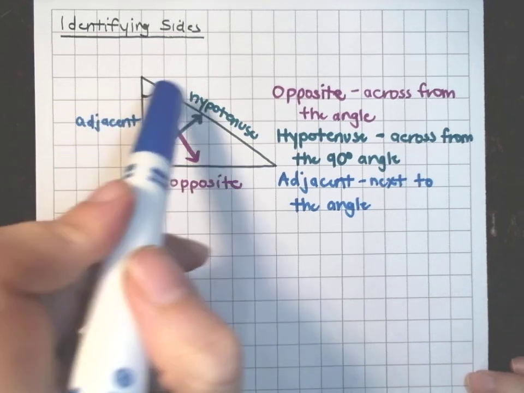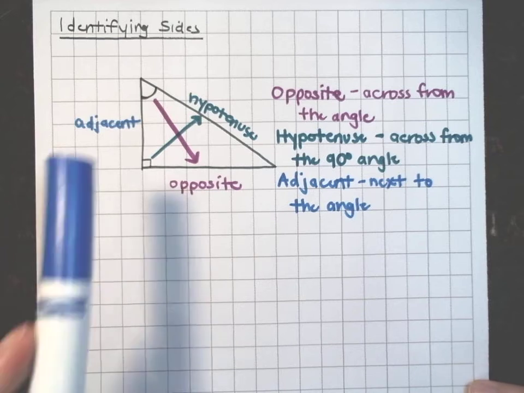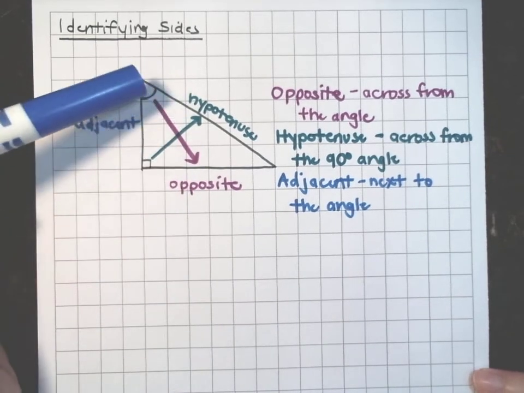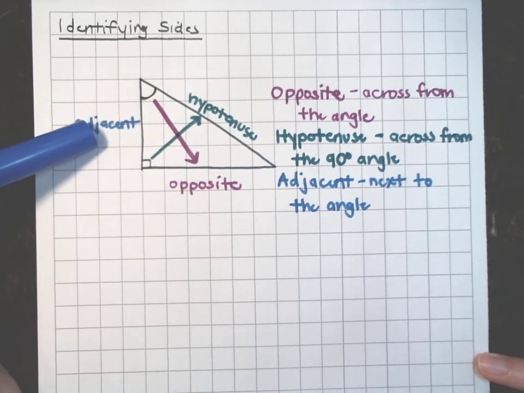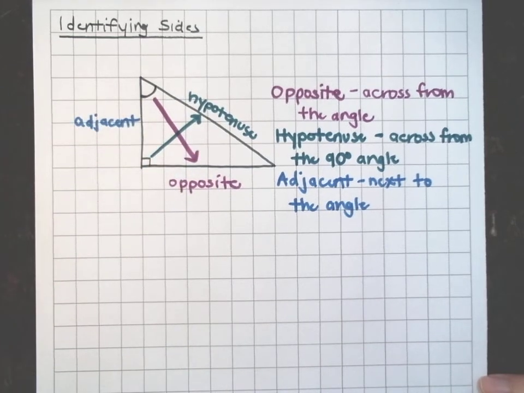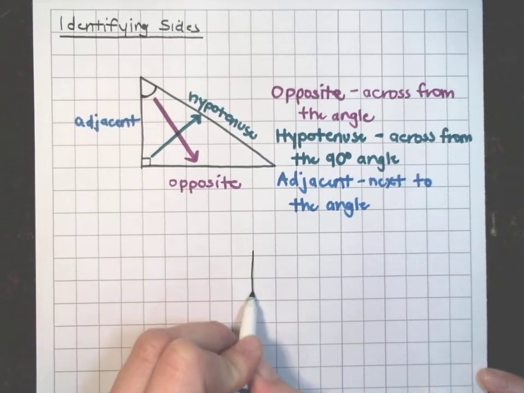So all of these are going to move depending on where the angle is. So since we're looking at this angle, this is the opposite side, this is the hypotenuse, and this is the adjacent. That can switch depending on where the angle moves, and how the triangle is set up.